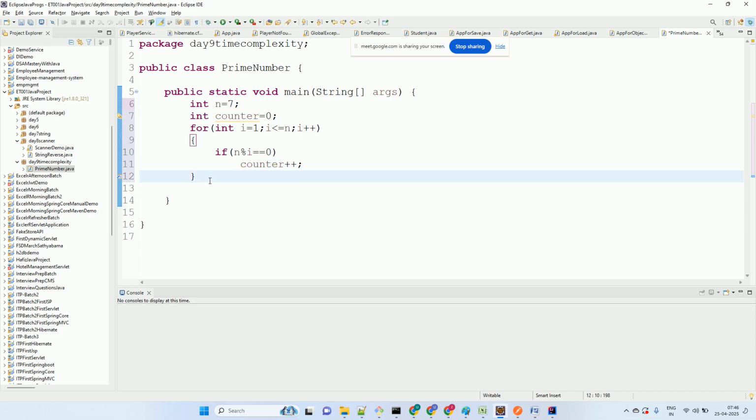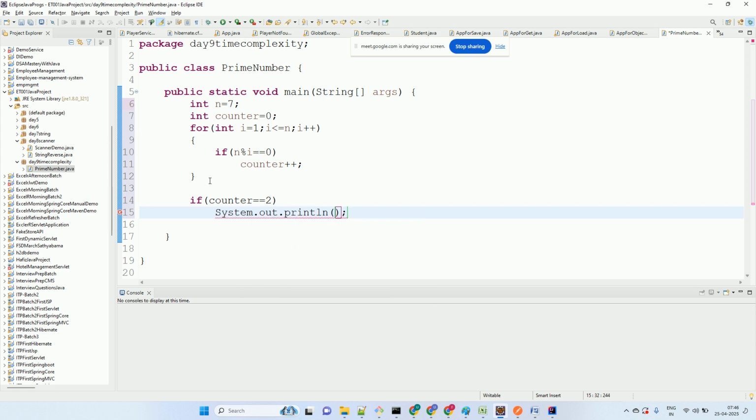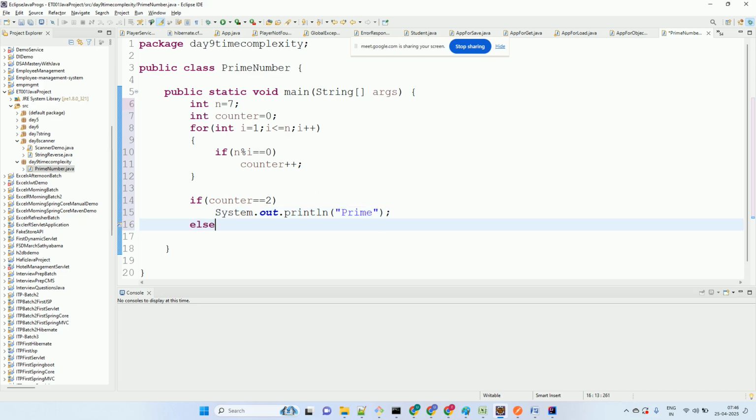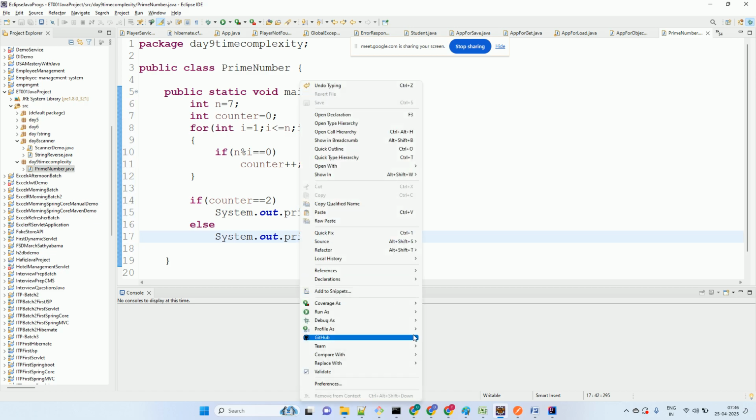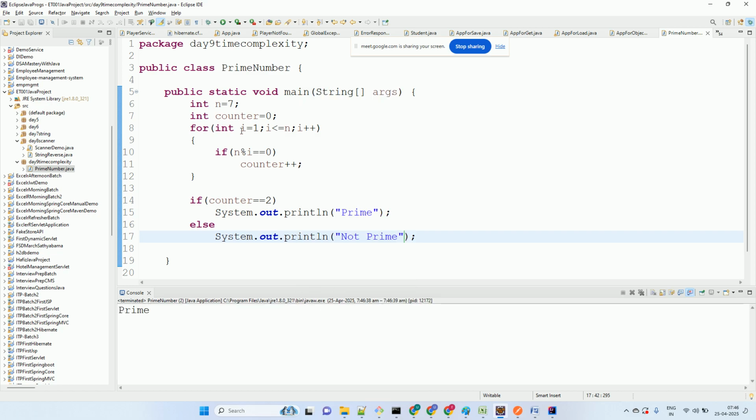Okay. And then outside the for loop, we will check the value of the counter, correct? If counter is equal to 2, then it's a prime number. And if it is not, else it's not a prime number. Easiest algorithm, simple, user friendly. So let's run it and check if everything goes well. For 7 it is giving me prime, that is absolutely correct. And for 70 it will give me non-prime.